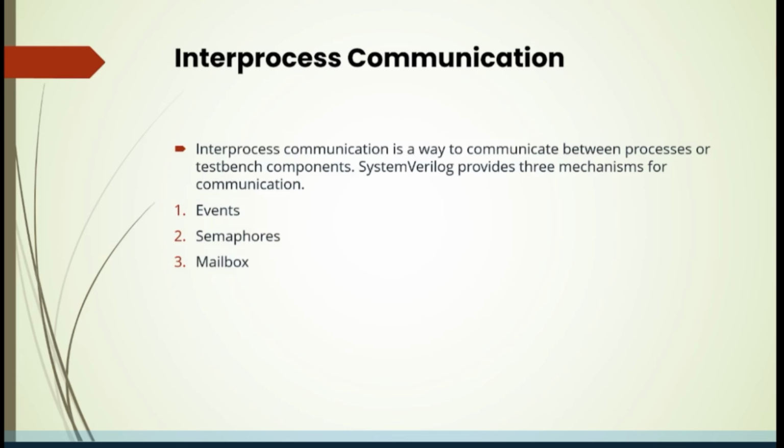Now, coming to what interprocess communication is, from the name itself you can say that it is nothing but the communication that is happening between the processes, or the communication between the test bench components within the system area. We have already talked about processes in our videos, like the three kinds of processes: fork join, fork join any, fork join none. So the communication that is happening between these processes, or between the particular components in the test bench, is interprocess communication.